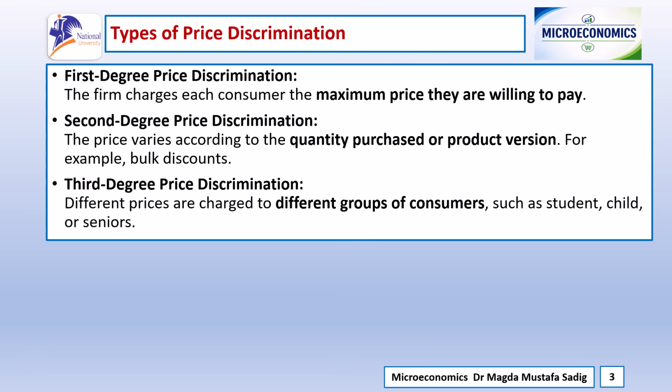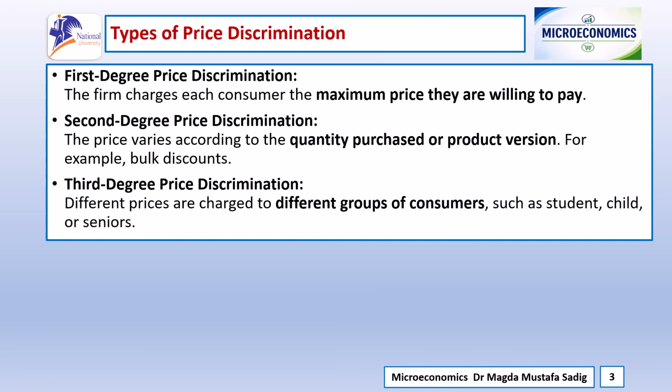Second degree price discrimination. Here, the price varies according to the quantity purchased or according to the product version selected by the consumer. A good example given in our lecture is bulk discounts. For instance, a consumer buying a larger quantity may receive a lower price per unit than a consumer buying a small quantity. So the price structure depends on how much the consumer purchases. The consumer may choose from different pricing options.